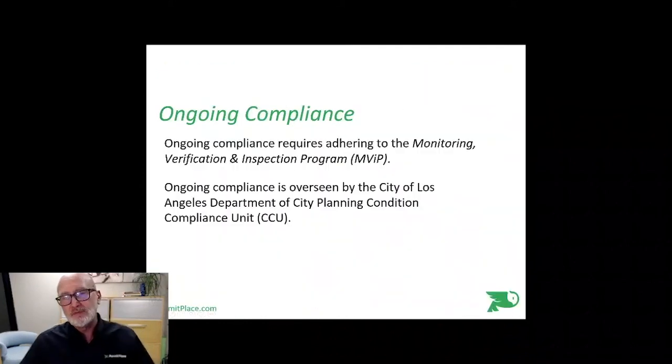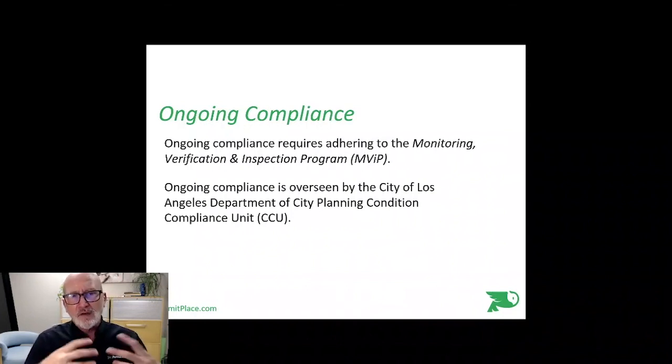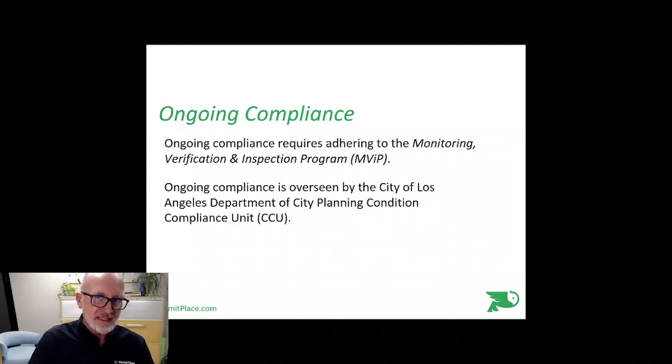After you get approval for your CUB, there's going to be ongoing compliance. You're going to adhere to the MVIP program, which is the Monitoring, Verification, and Inspection program. Ongoing compliance is overseen by the City of LA's Department of Planning, their Conditional Compliance Unit, the CCU. They will often come in and check your restaurant for compliance. If there are complaints about late night noise at your location, you might get a visit by the city CCU.